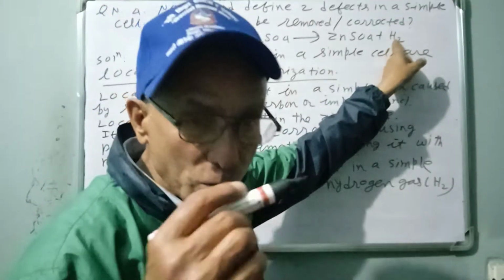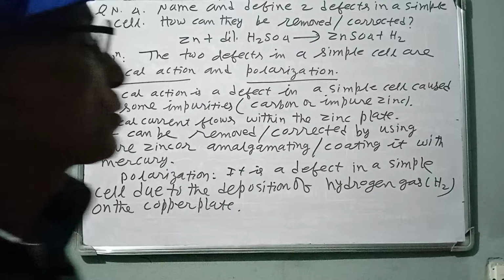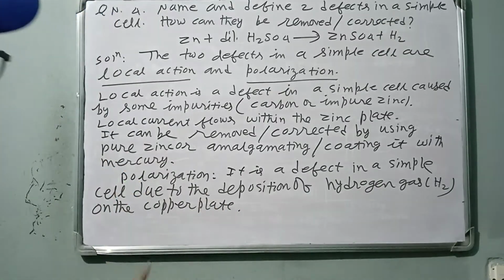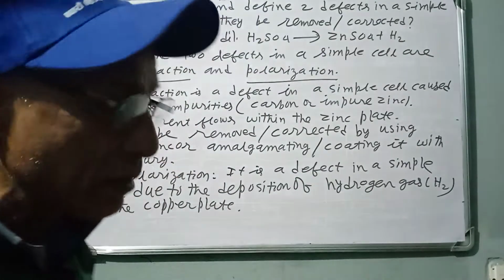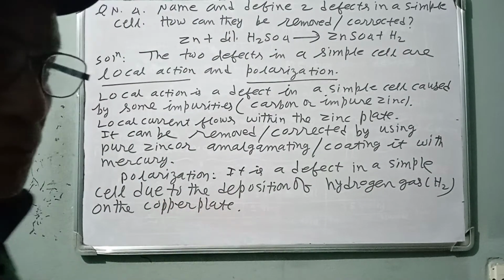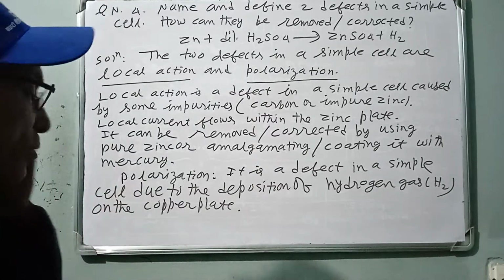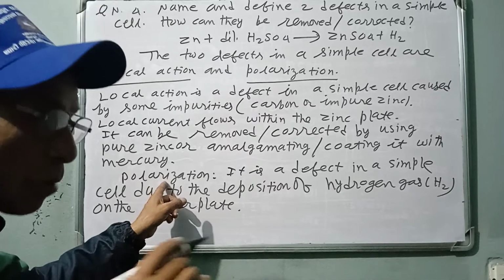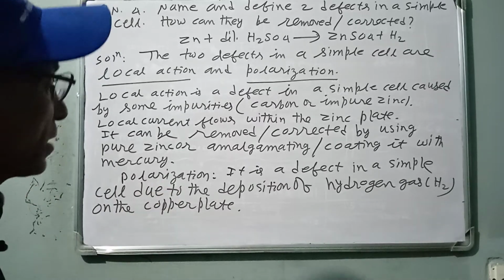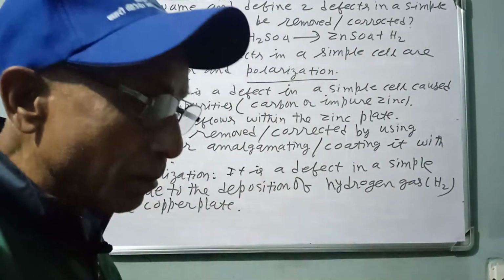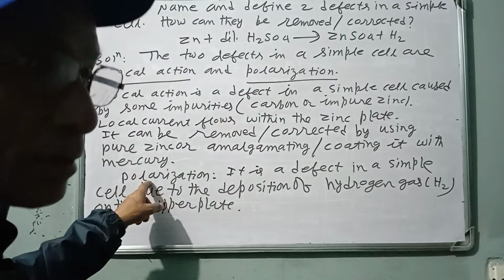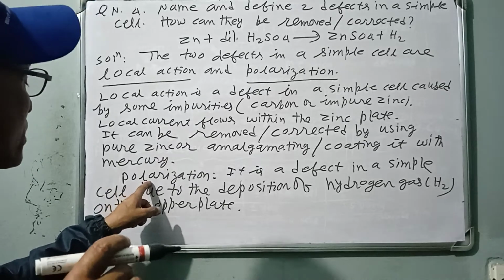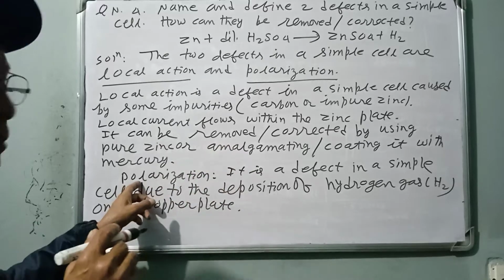This hydrogen gas is produced and collected on the copper plate. And what happens if hydrogen gas is collected on the copper plate? There is a defect. The cell stops working. If there is polarization, it is a problem. What is the solution? For example, if there is poison, there is an anti-poison; in the same way, polarization is a defect. What is the remedy or correction? Depolarizer.